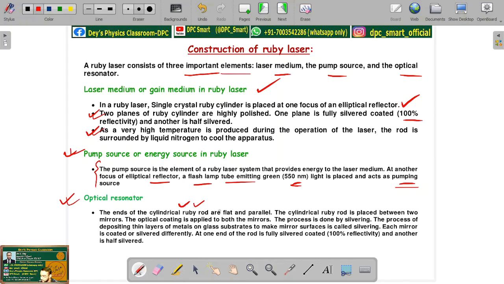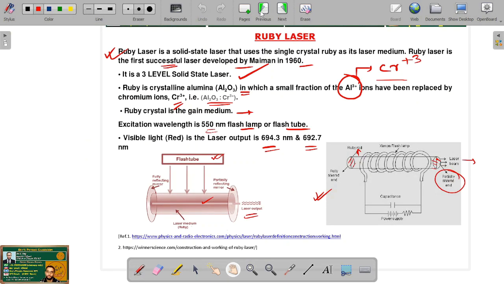A single crystal cylindrical ruby rod is placed within the optical resonator, where the two ends of the rod are flat and parallel, and they are placed between two mirrors. The coating of the mirror is done by silvering, where one end is 100% reflectivity and the other end is half silver, that means 50% reflectivity. So the output will come as a transmission from the 50% reflectivity end of the single crystal ruby cylinder, and the output would be 692.7 nanometer and 694.3 nanometer.